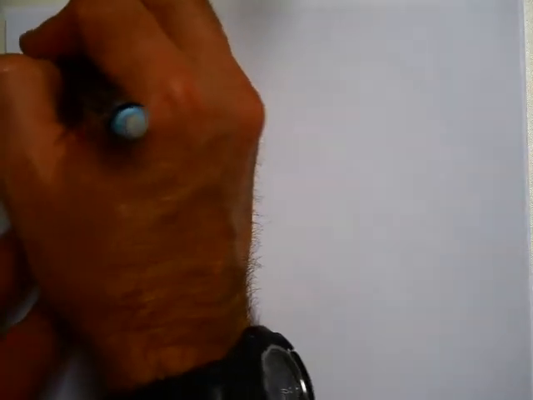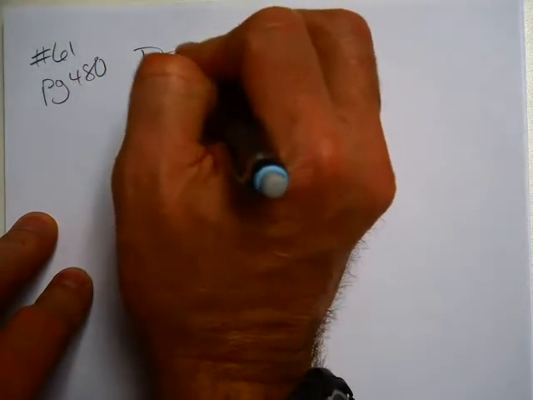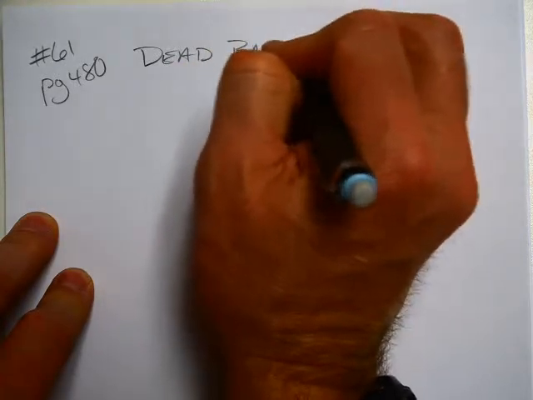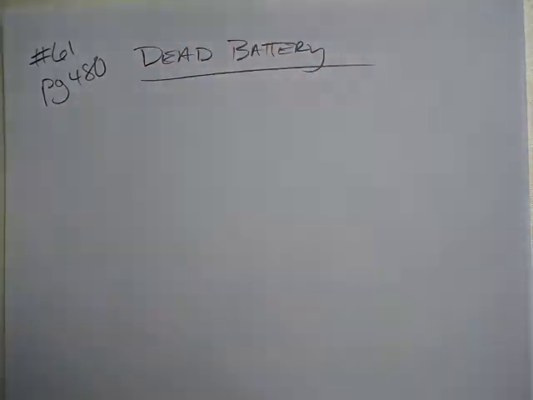Let's see. First one I want to look at is number 61. There's a number of problems today. It's a pretty heavy day for problems, but 61 is on page 480. And it talks about dead batteries on cars. It's a pretty common thing this time of year, a dead battery, I think. Or at least it's probably more common at this time than others.